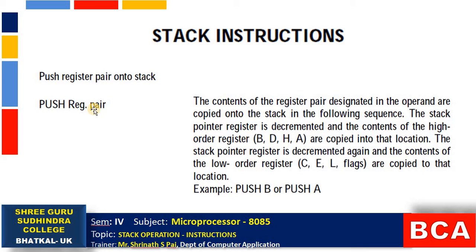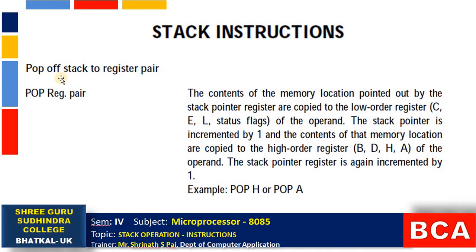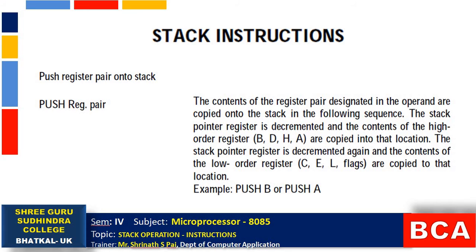If you want to remove the content from the top of the stack, you should use an instruction called pop register pair. Pop register pair means remove the content, take the content out of the stack. Where to store? Once you take the content, it has to be stored in some location, which is the register pair. Pop the content and store it in register pair is pop. Push register pair means store the content which is there in register pair to the top of stack.